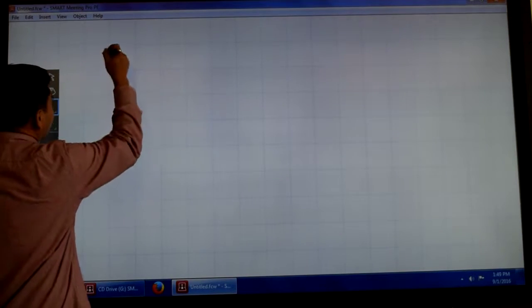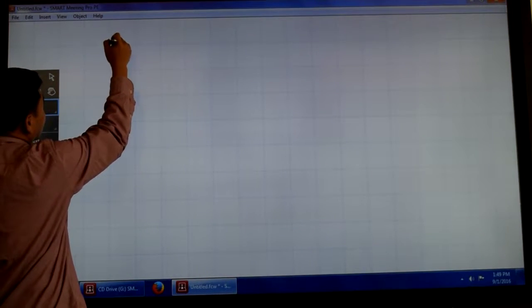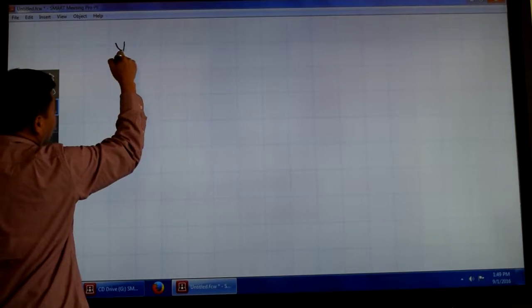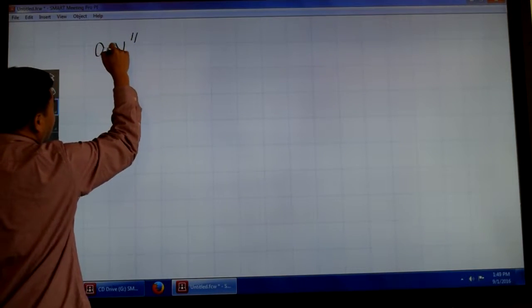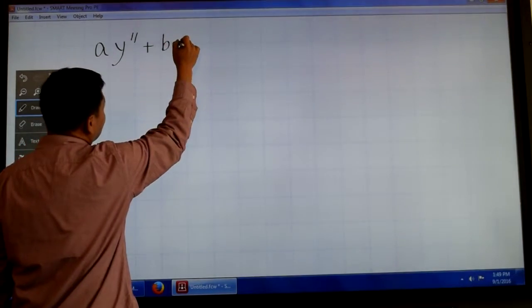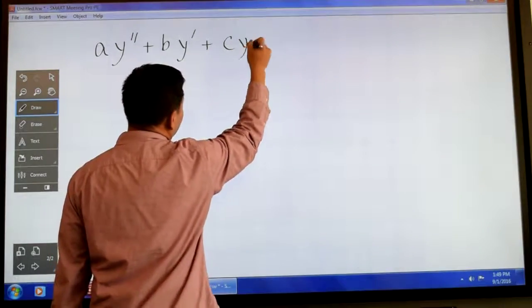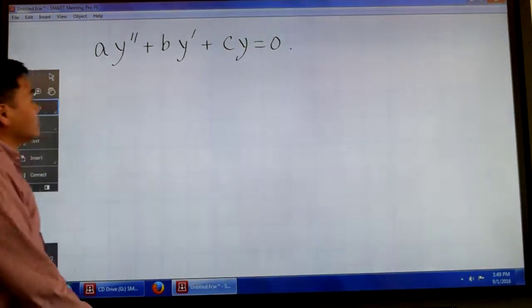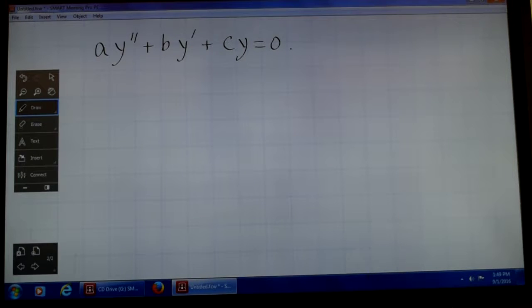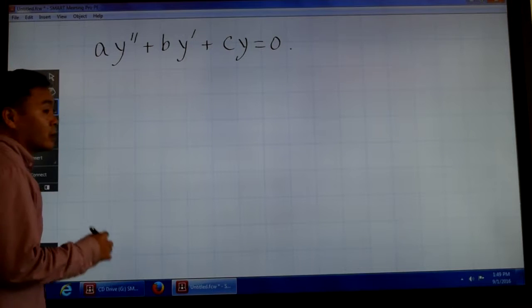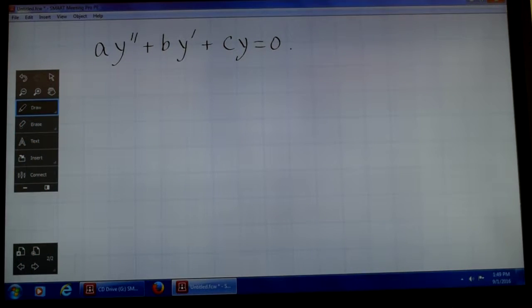All right, so now we're trying to solve this type of differential equation: a y double prime plus b y prime plus c y equals 0. So let's try to move on to second order differential equations. And once you begin working on second order differential equations, the problem suddenly becomes very hard.